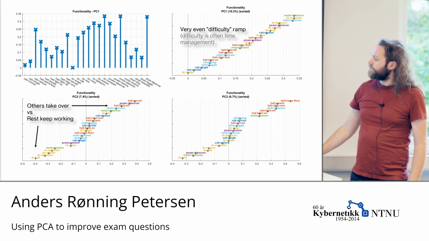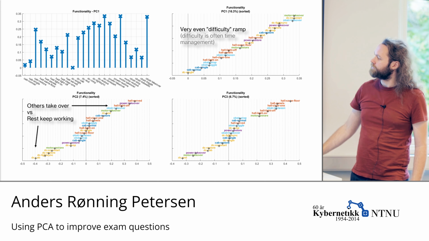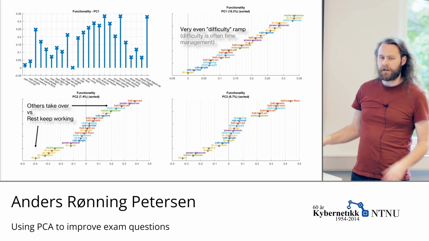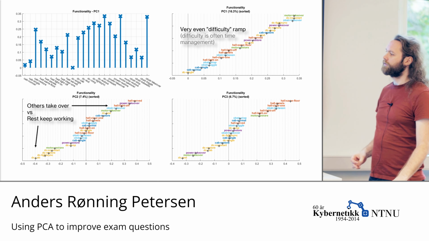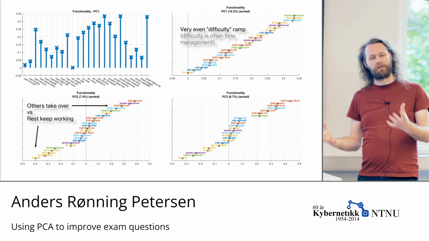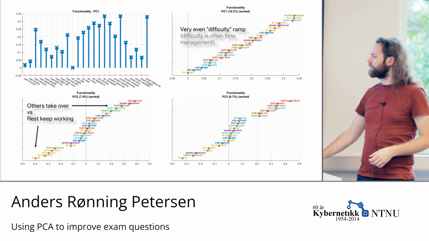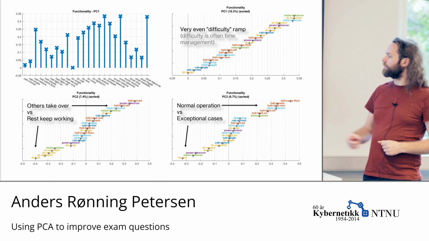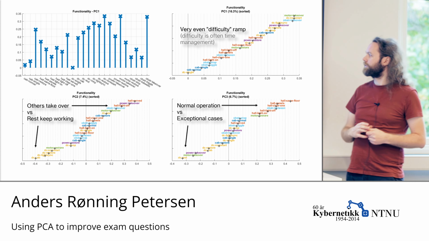Functionality, I get this one. If you've programmed your system, sometimes in the events of disconnects or failures, the others take over as one dimension, or the rest of them keep working. So that's the most common kind of missing feature. And then we recreate this normal operation in exceptional cases thing.